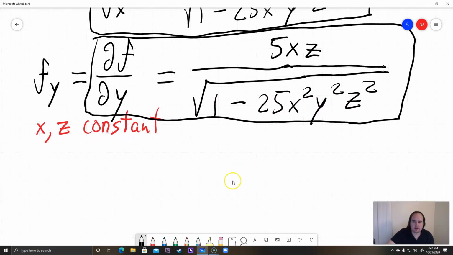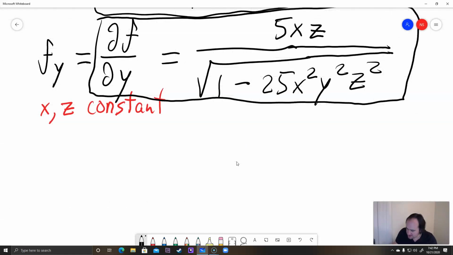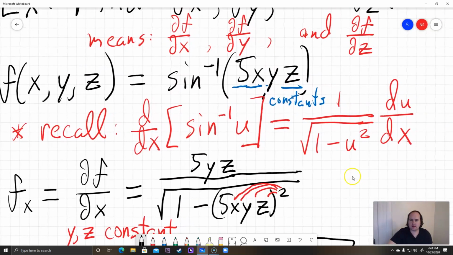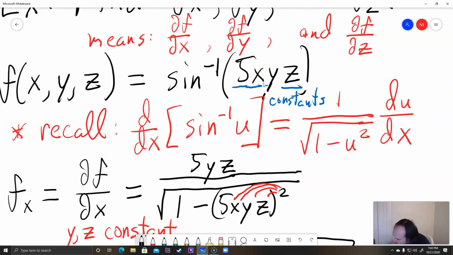Okay, cool. And then let's do partial f, partial z, or f sub z for our last one here for this problem. So f sub z, or partial f, partial z. Here, the other two variables are going to be constant. So since we're taking the derivative with respect to z, the other two variables are x and y. So x and y are going to be constant. But the setup is pretty similar to what we were doing for the other parts. So this time, x and y are the constants. So we got 5xy, that's the constants, and then z is our variable.